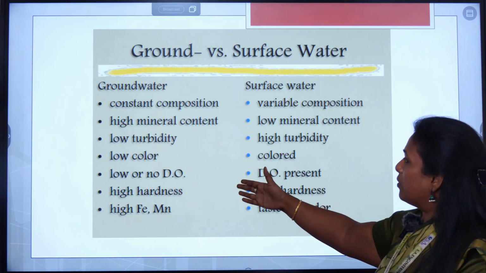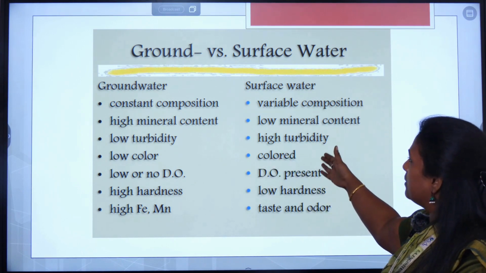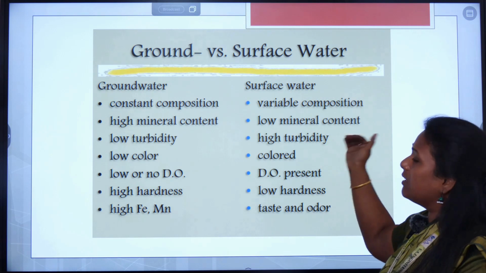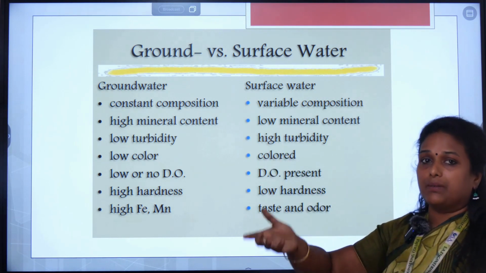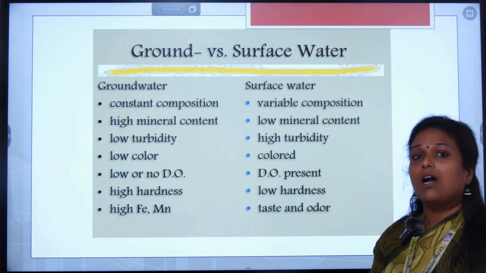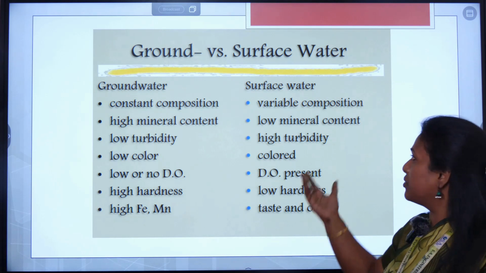Groundwater has low turbidity, whereas surface water has high turbidity because it is open to the atmosphere, and the activities of human beings as well as animals give turbidity to the water.